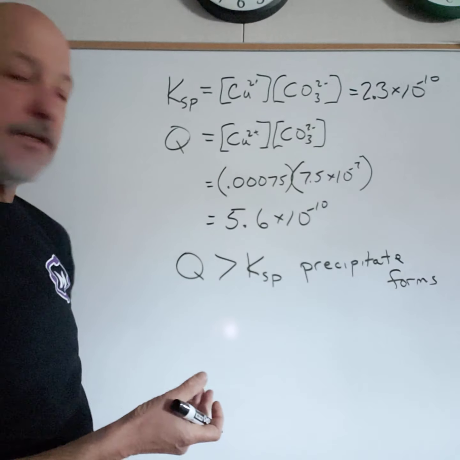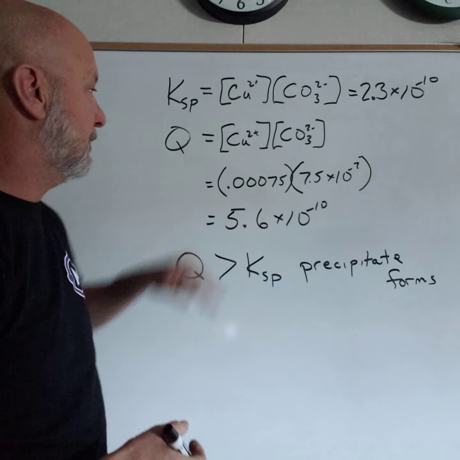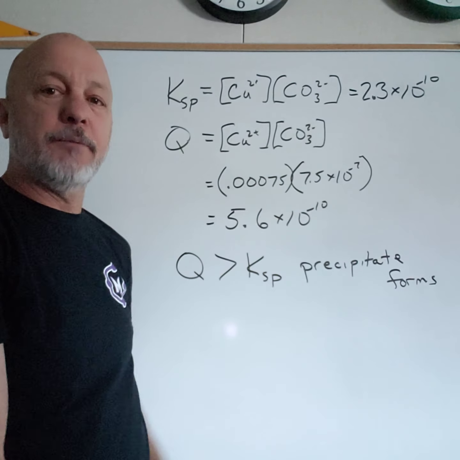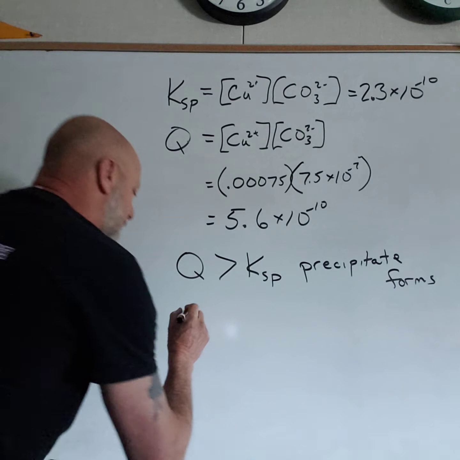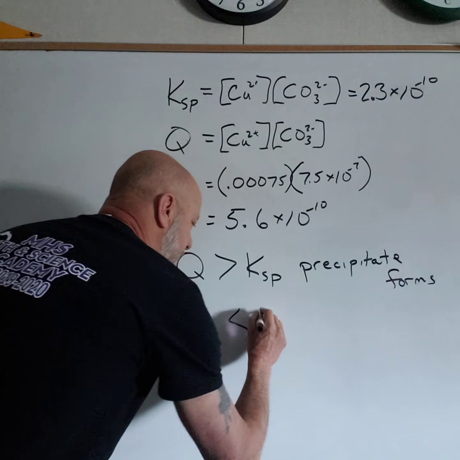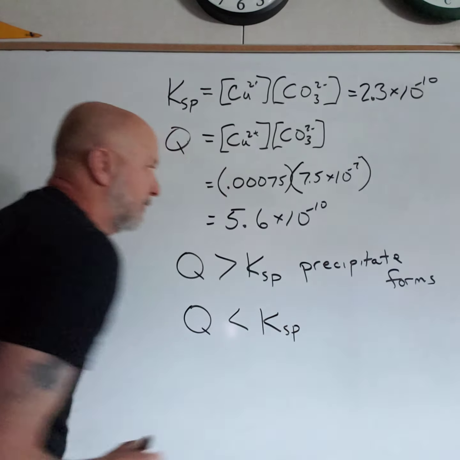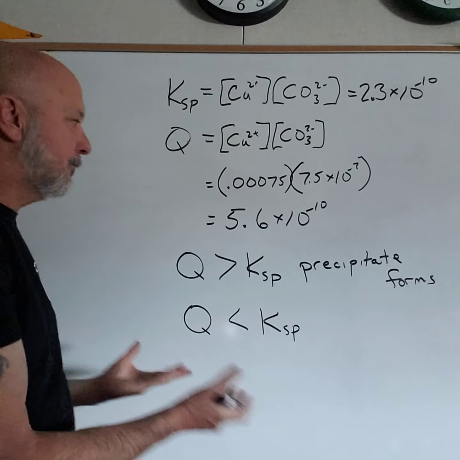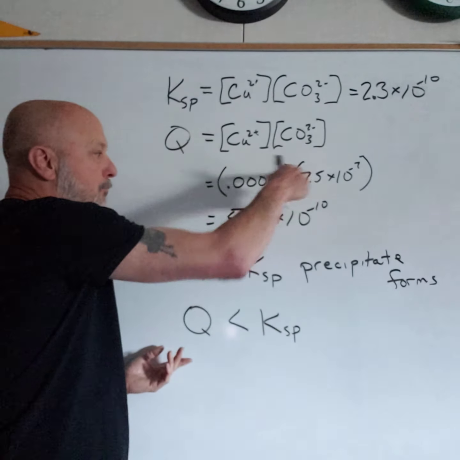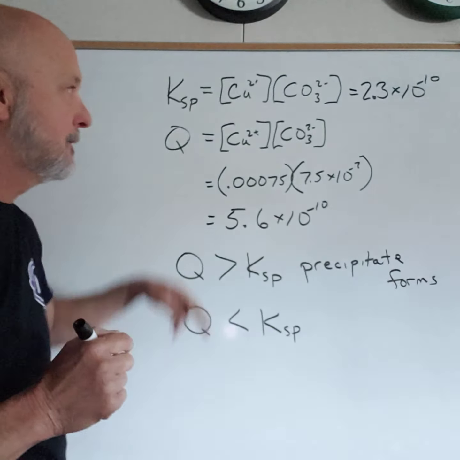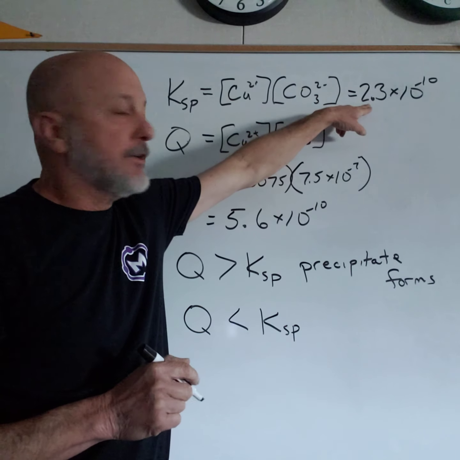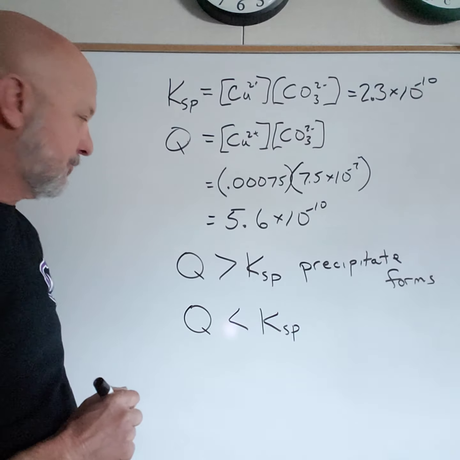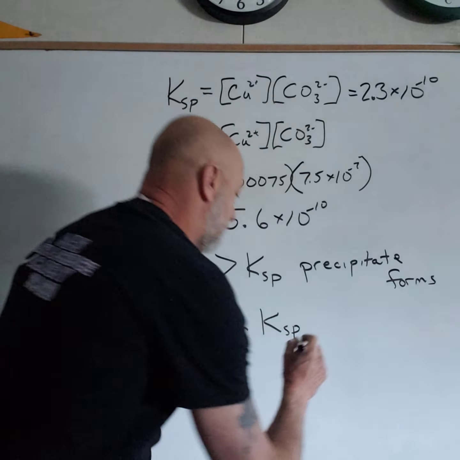So now I get a precipitate that's going to form, so some will come out, because there's just too much, the solution can't hold that much. What if the number came out less? Just a smaller number, like 5.6 times 10 to the minus 12 or something? That means it's not full yet, it could hold more. So if the numbers I put in here are less than the expression for a saturated solution, then it could actually hold more. So if Q is less than Ksp, no precipitate.